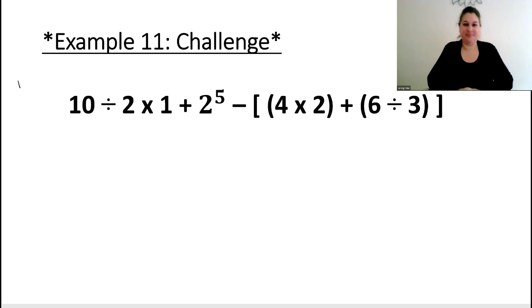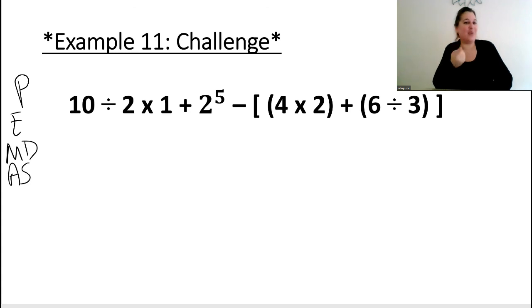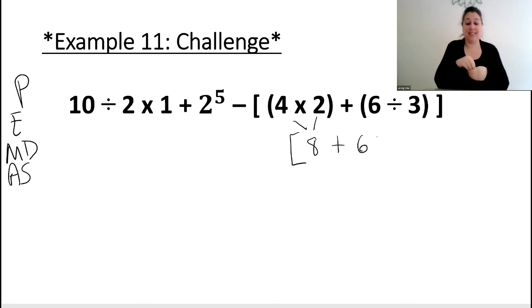All right, welcome back. Let's see if you got this right. I'm going to go through this a little fast. I see brackets and I see parentheses, so I have to do what's inside the brackets first. And I have to go left to right. There's two parentheses, but which one to do? Left to right. So I'm going to do 4 times 2, which is 8. Then bring everything else down.